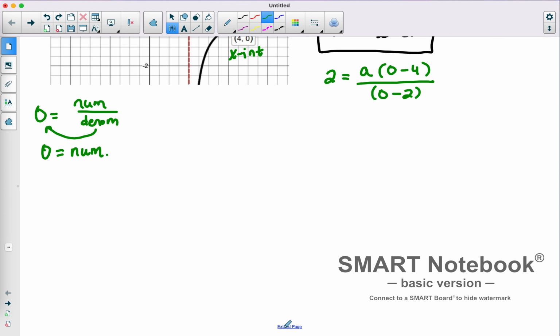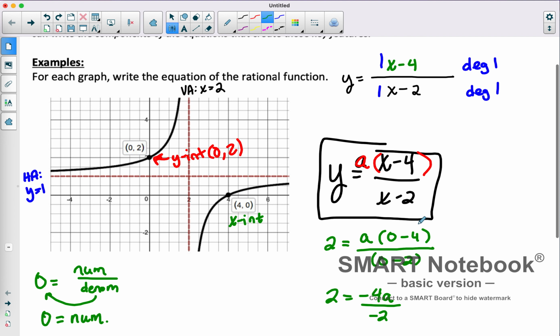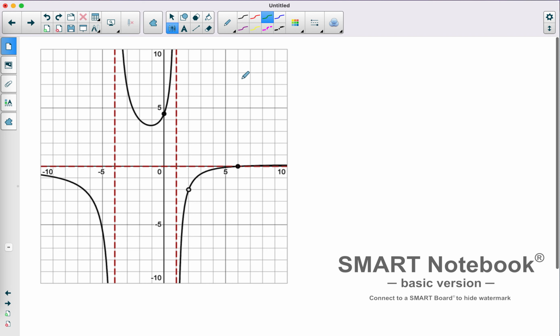Plugging this in, I'm just going to simplify it a little bit. We've got 2 equals negative 4a in the numerator, negative 2 in the denominator. I can multiply that 2 over and get negative 4 equals negative 4a, so a is 1. You do need to check to see if there is some kind of constant factor, but for this first one, there was not one. For the second one, we did see that constant factor of 2. Let's go to the third one.